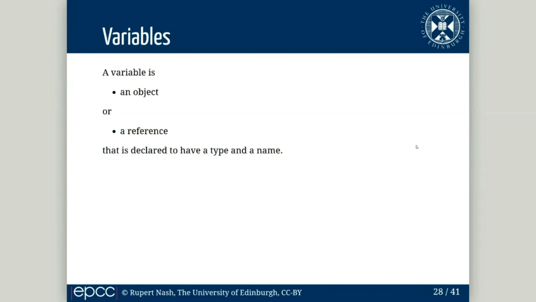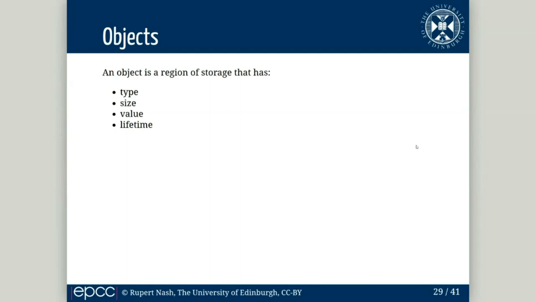A variable is an object or a reference. We'll talk about references later. We will cover those. The key thing about these is that they're declared to have a type and a name. We refer to them as objects, and by objects here, I don't mean classes or an instance of a class. I mean, in a generic term, a region of storage, an area of memory that has a type, a size, a value, and a lifetime.